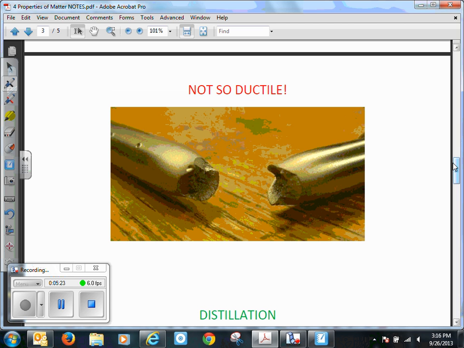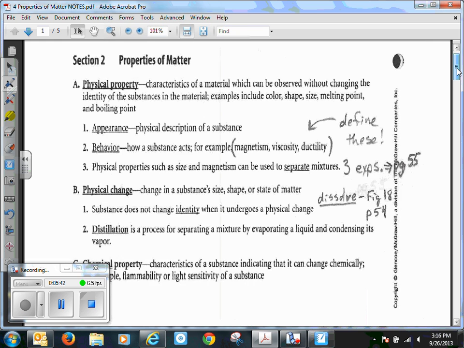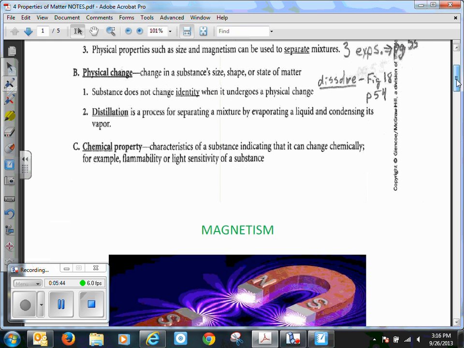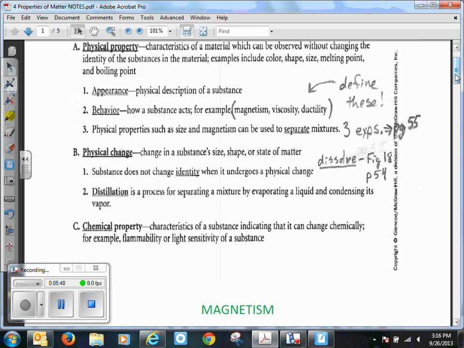And then this one's not so ductile. I'm not sure what metal this is, but you can see it conformed a little bit to the stretch, because it's not quite as thick. But it didn't take long before the thing just ripped apart. So this would be less ductile than the first picture.